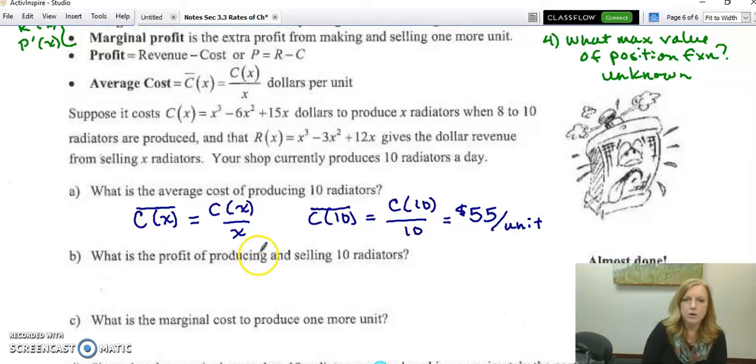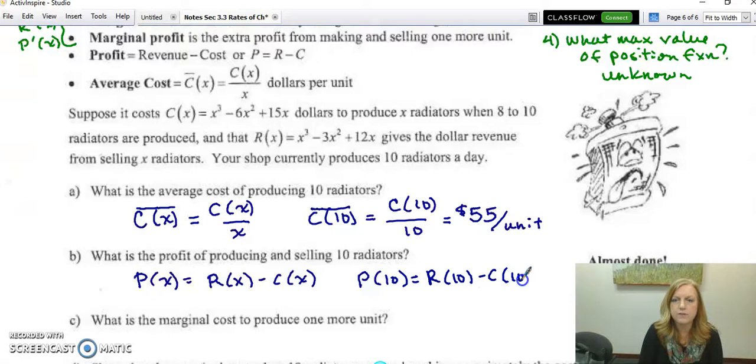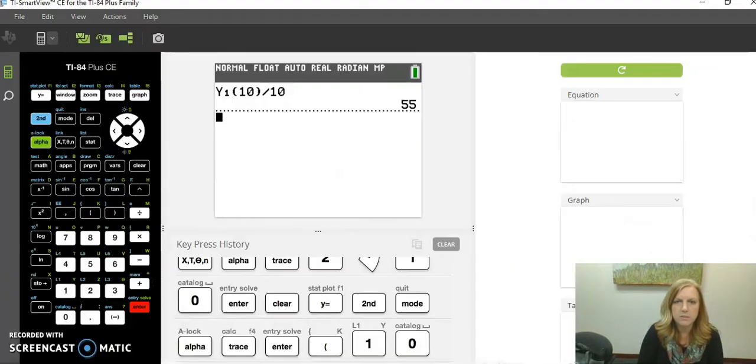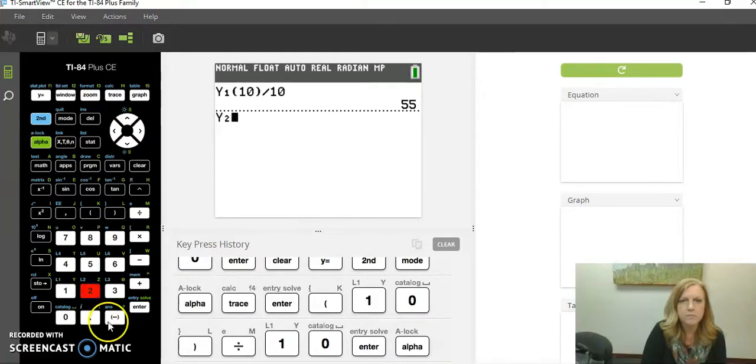All right. Now, our profit of producing and selling 10 radiators. Our profit formula, P of X, is found by taking our revenue minus our costs. Pretty straightforward. So I'm just going to calculate P of 10 by doing R of 10 minus C of 10. Again, I'm going to use the calculator for this. So let's come back to the calculator. Alpha F4, again, revenue was in Y2.